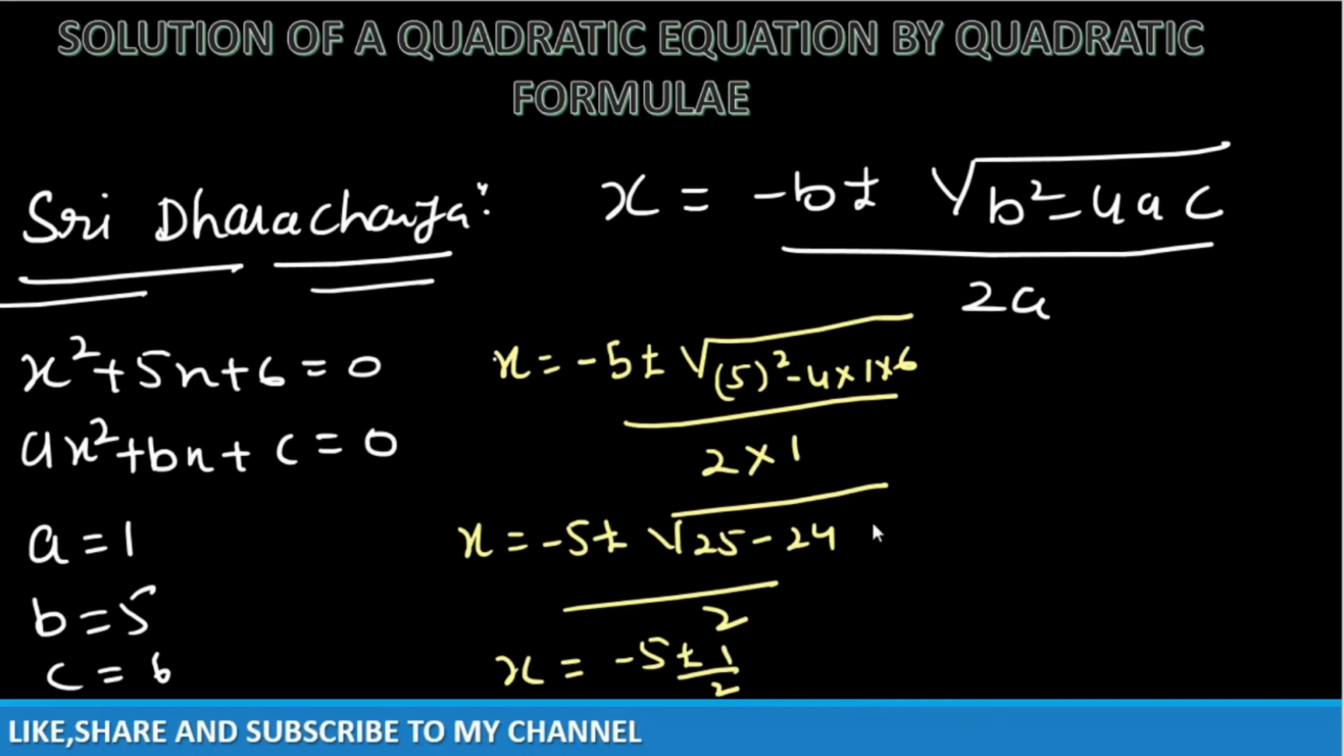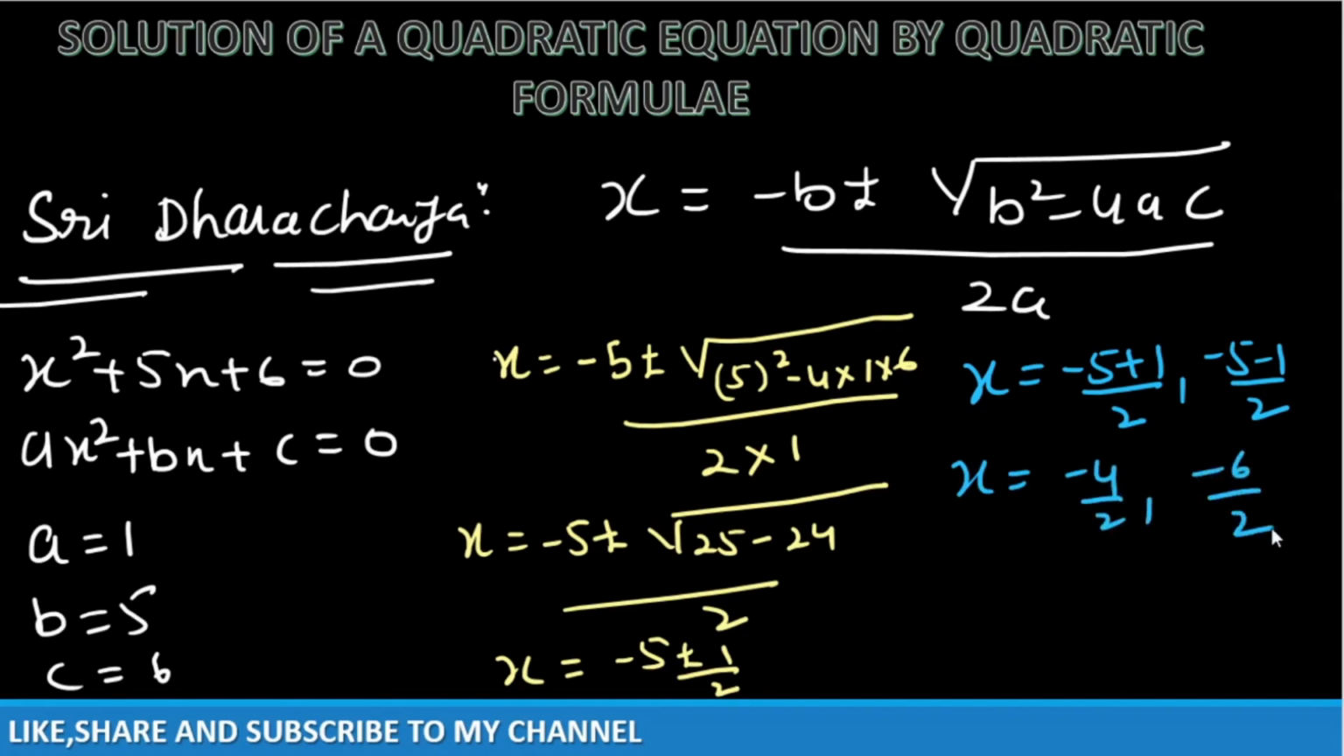Now I can say one thing, children. Now look at this. I can say x is equal to minus 5 plus 1 upon 2, since first I take the plus value, and minus 5 minus 1 upon 2. So minus 5 plus 1 becomes minus 4 upon 2 and minus 5 minus 1 becomes minus 6 upon 2. So here you will divide by 2. 2 2s are 4 and 2 3s are 6. Now again you have got the same answer, x is equal to minus 2 and x is equal to minus 3.